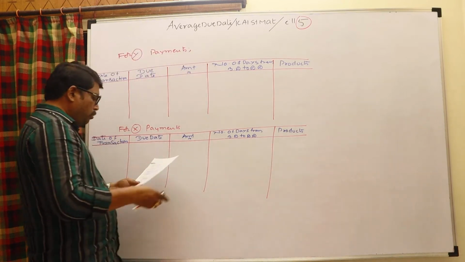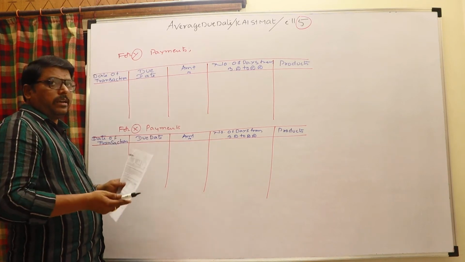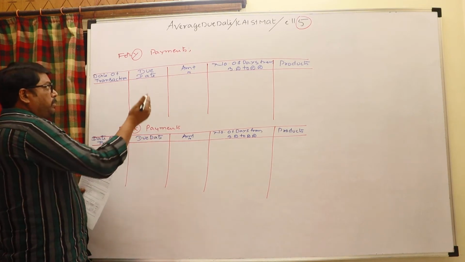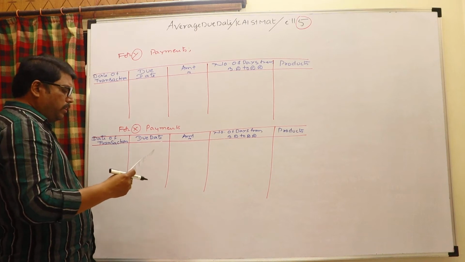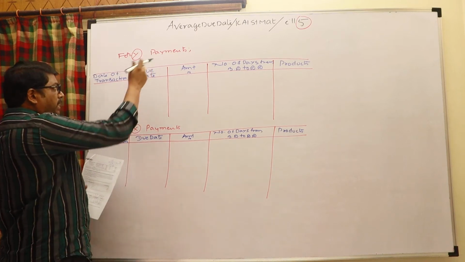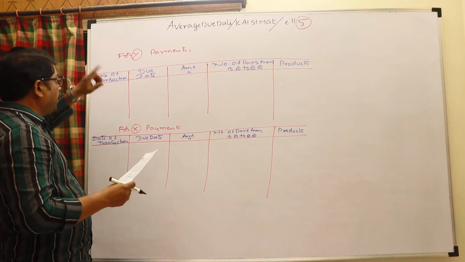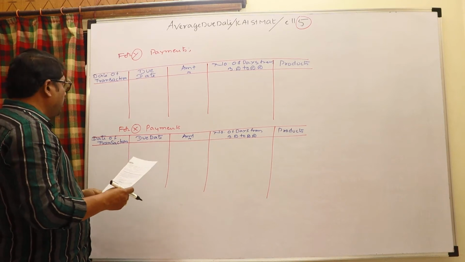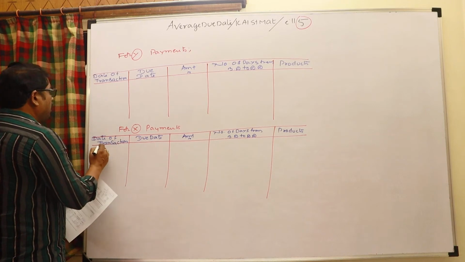Look at that. Goods sold by X to Y means this amount Y has to pay. Goods sold by X to Y means Y purchased and Y is supposed to pay these amounts. Okay, let us check. Three transactions are given here.